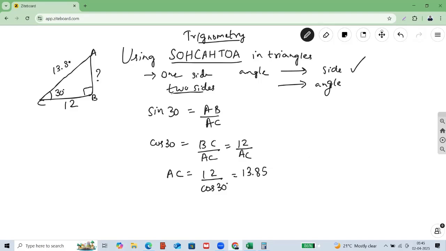But that is not my intention. I want to find AB. So though I could find AC using cos theta, that is not my intention. I have to find AB, correct?